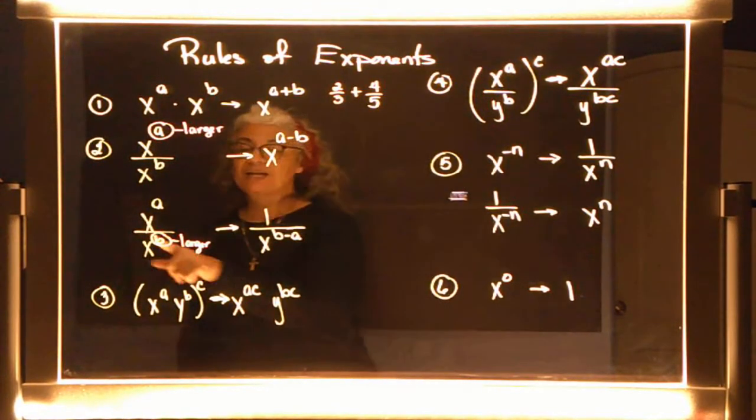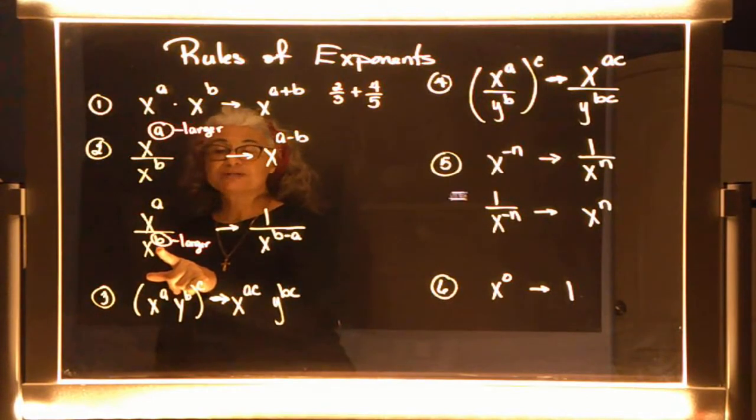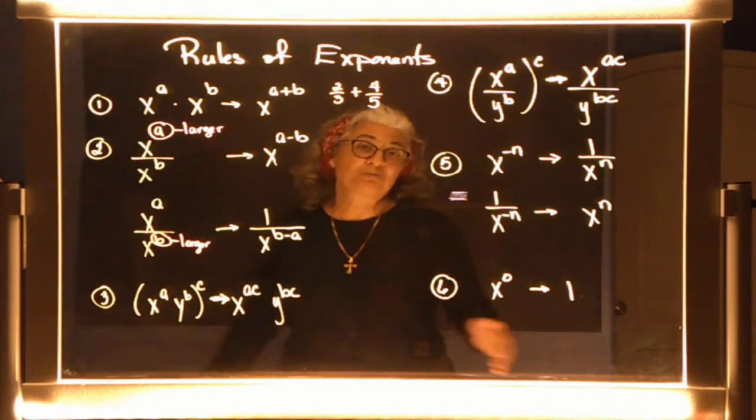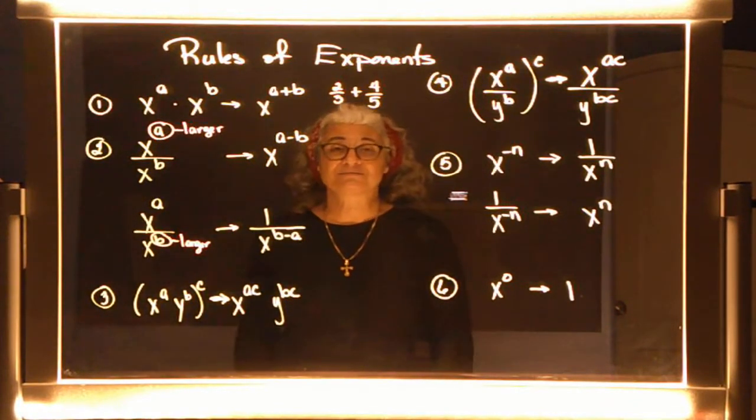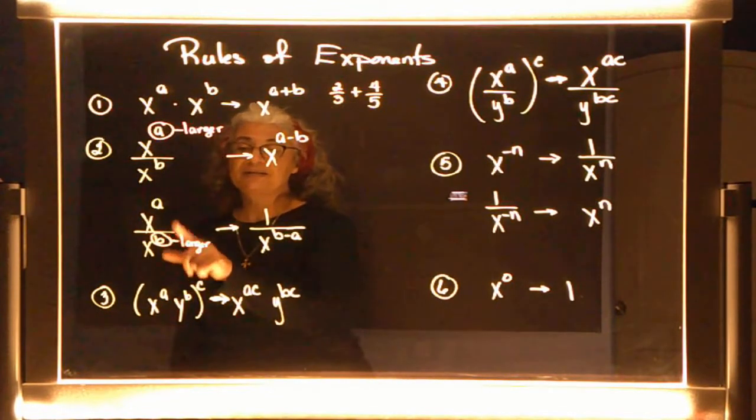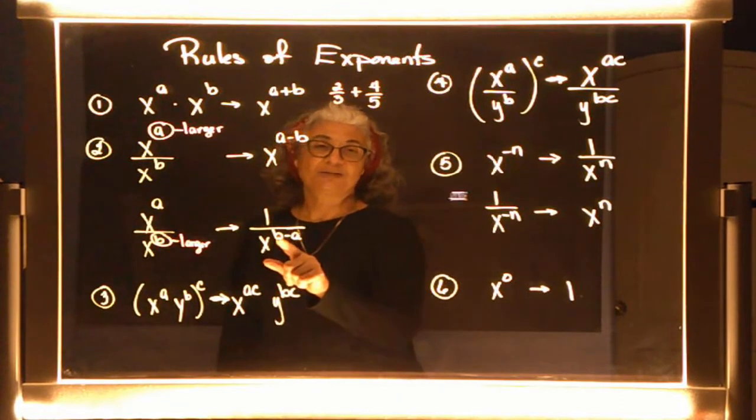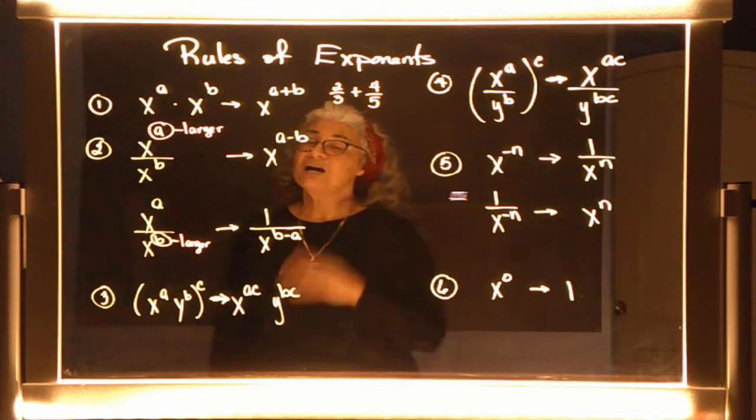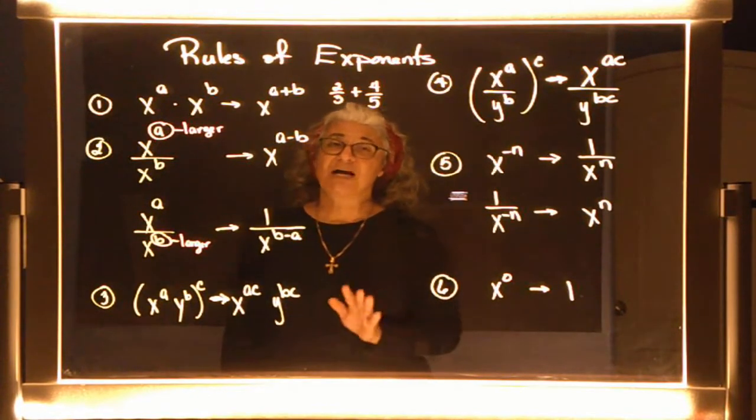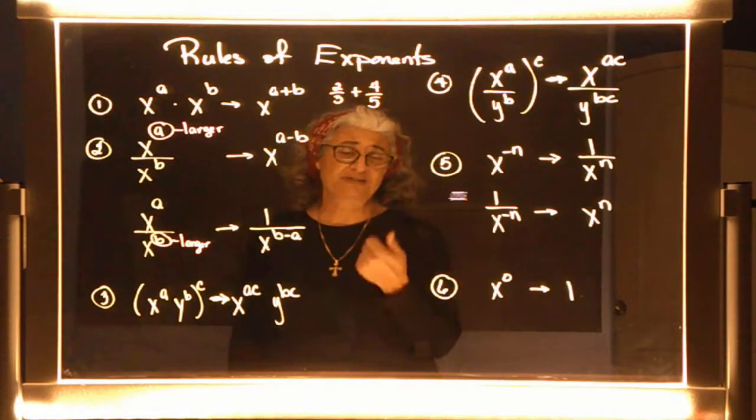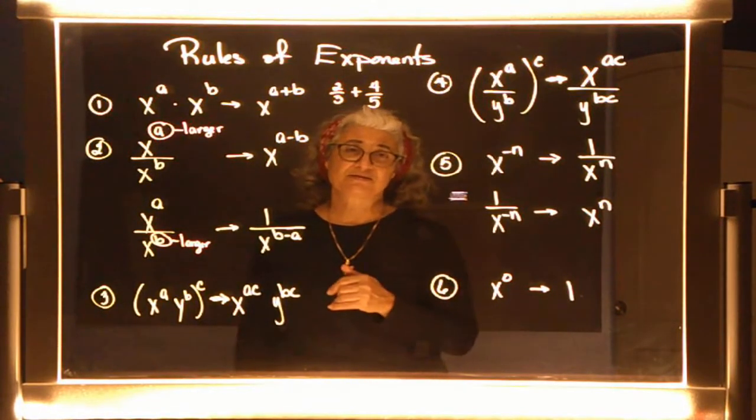Whereas, if your power on the bottom was larger, then the leftovers are going to be in the denominator because that's where most of the x's were. So that's why this answer has it on the bottom. And I have b minus a, the denominator minus the numerator. Cool? Okay, mind you, all of these are refreshers. I may put a little bit of a different outlook on some of these rules than maybe you've seen in the past, but you've seen all of these.